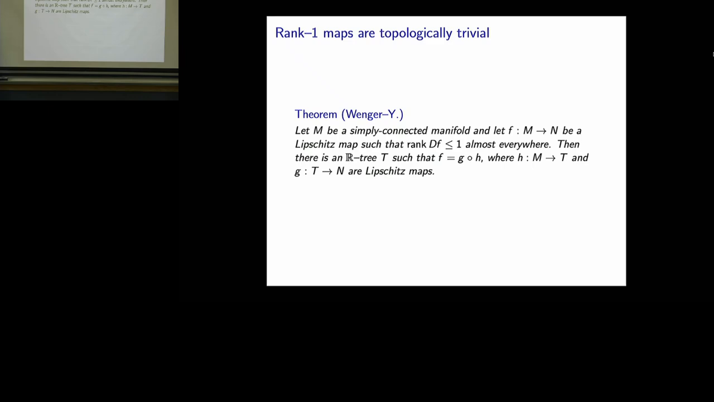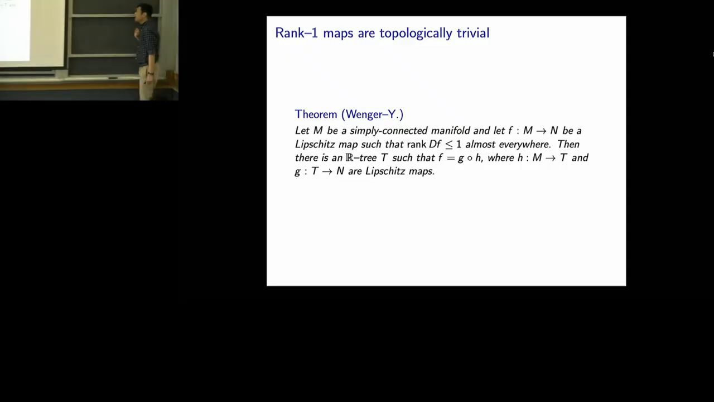We have this star-shaped graph for connecting the center of the big square to the centers of all the small squares, and then connecting the small squares to the tiny squares, and so on and so forth. The map factors through a tree. And the reason for that is basically that even though Sard's theorem doesn't work for Lipschitz maps, Stokes' theorem does.